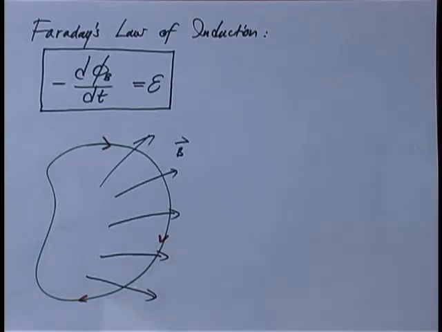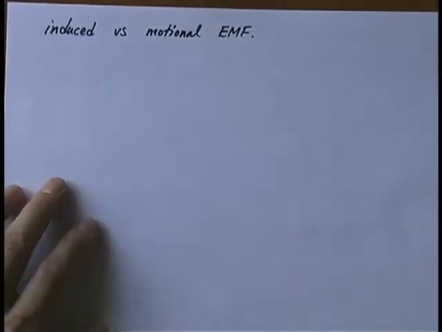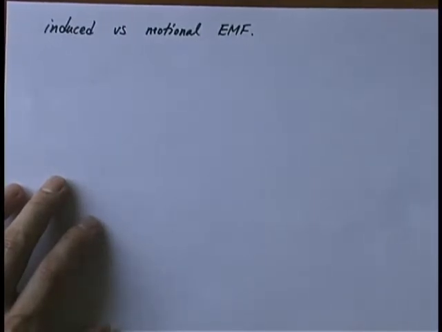Facto, I have again two types of induced EMF. The first type is simply called induced EMF. It's because of the change in the B field itself. The second is because of the border, the movement of the border. Okay, let me give you an example.